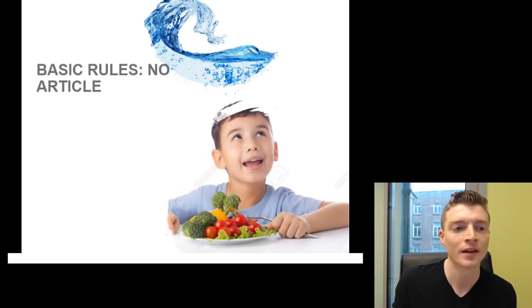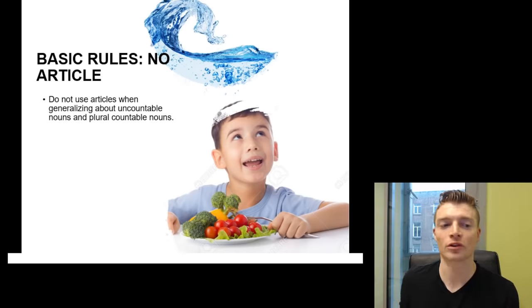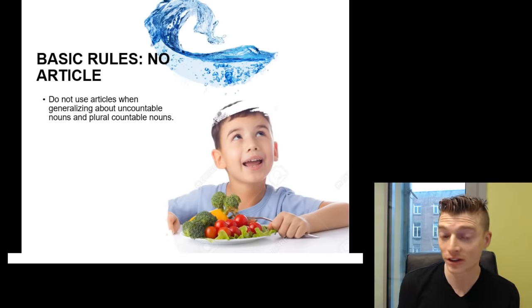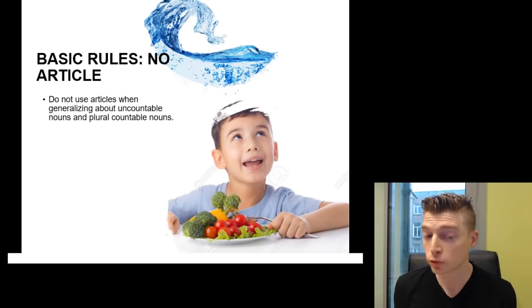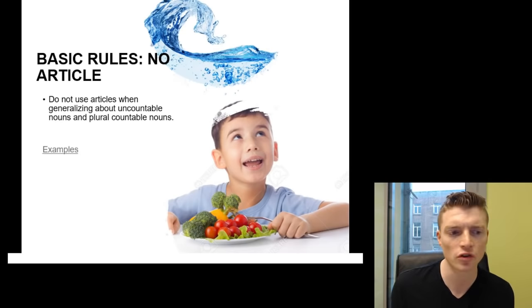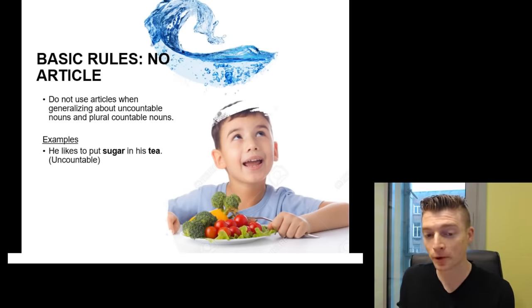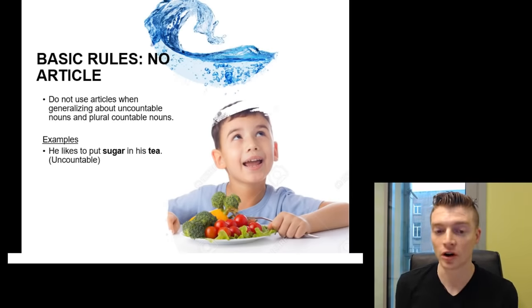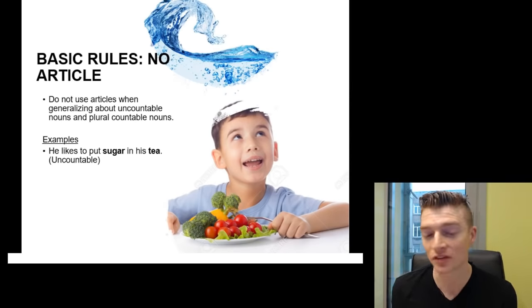So our next rule: we do not use articles when we are generalizing. So speaking in general about uncountable nouns and also plural countable nouns. Some examples here. He likes to put sugar in his tea. Both of these nouns, sugar and tea, are uncountable. We're speaking in general, we do not use an article. If we said "he likes to put a sugar in a tea," it is actually not grammatically correct. Both these nouns are uncountable.